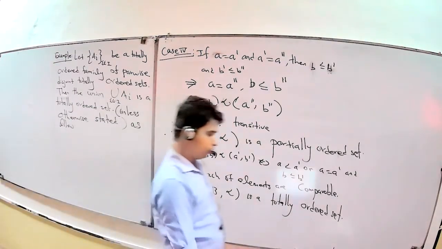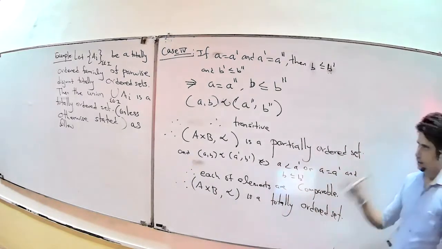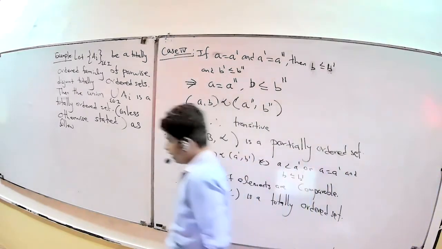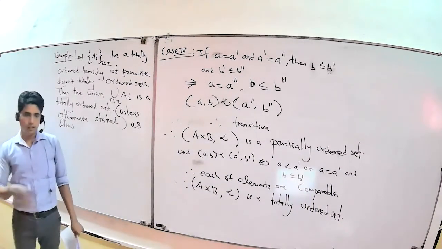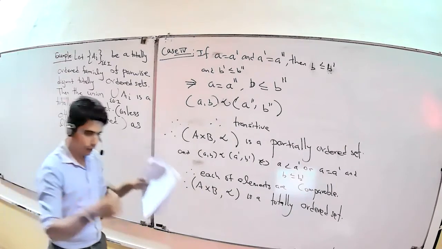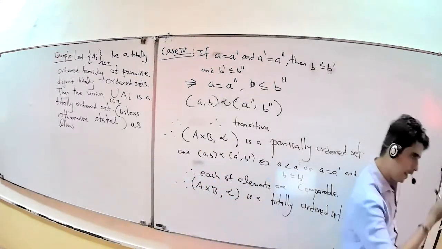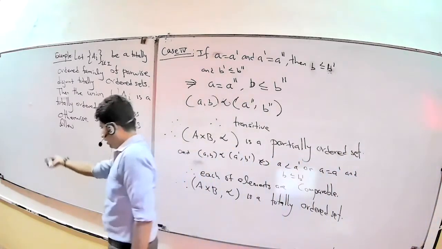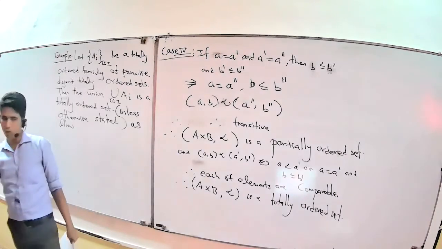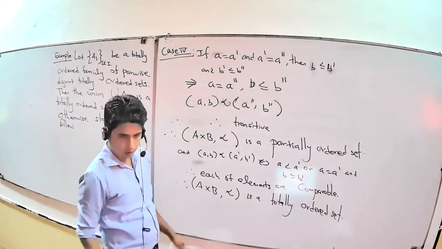Because A_i are totally ordered sets means each of the A_i are reflexive, antisymmetric, transitive. Therefore, if you take the union, that one is also reflexive, antisymmetric, transitive. Also suppose you take two elements a, b belonging to A_i, but A_i is a totally ordered set, no? Therefore, a, b are comparable. Therefore, the union is also comparable. Okay.